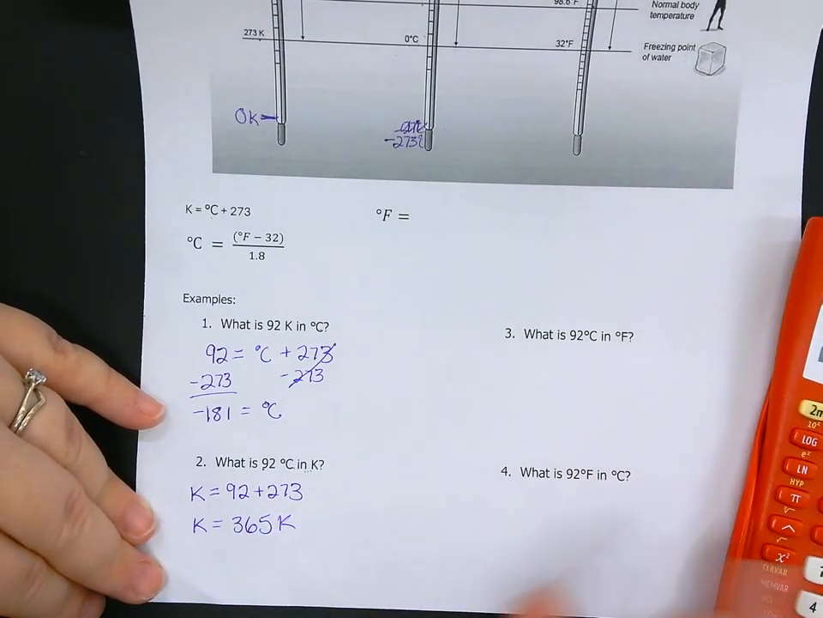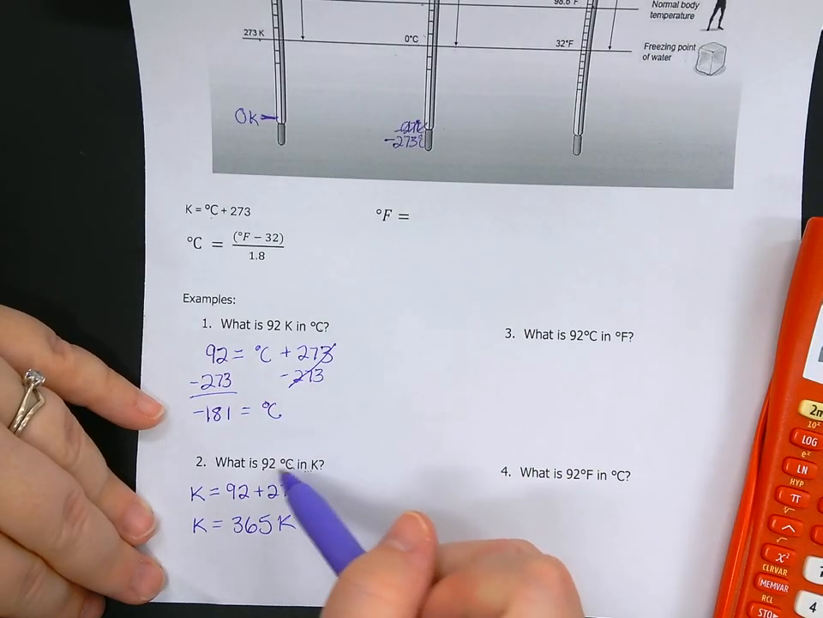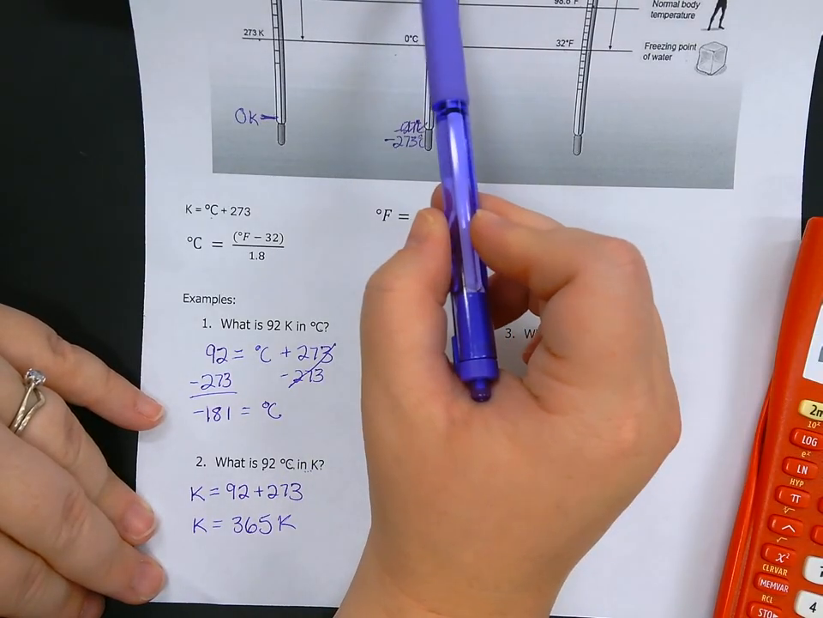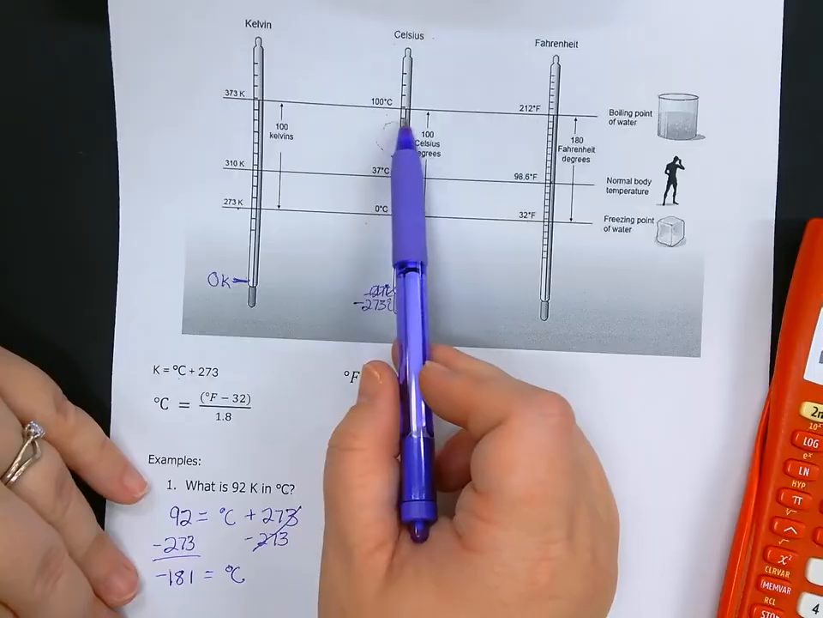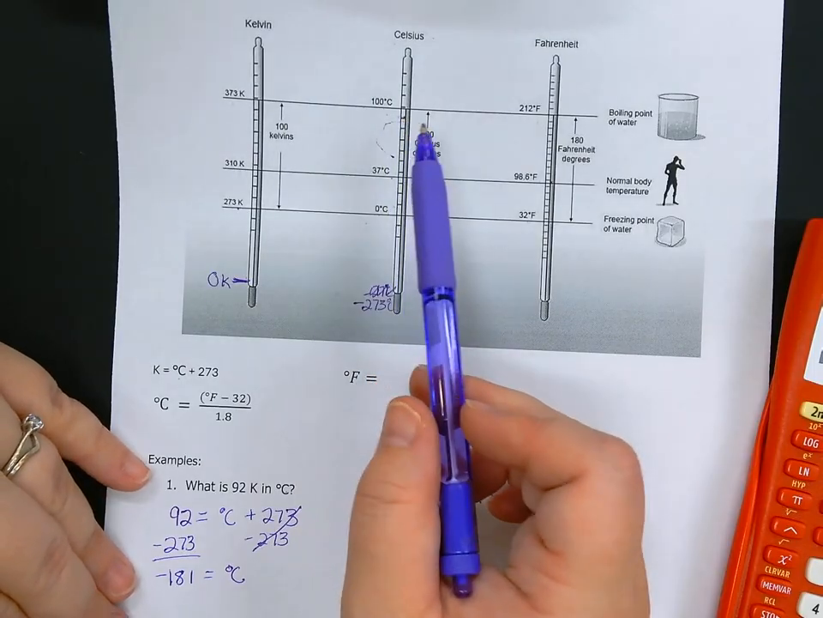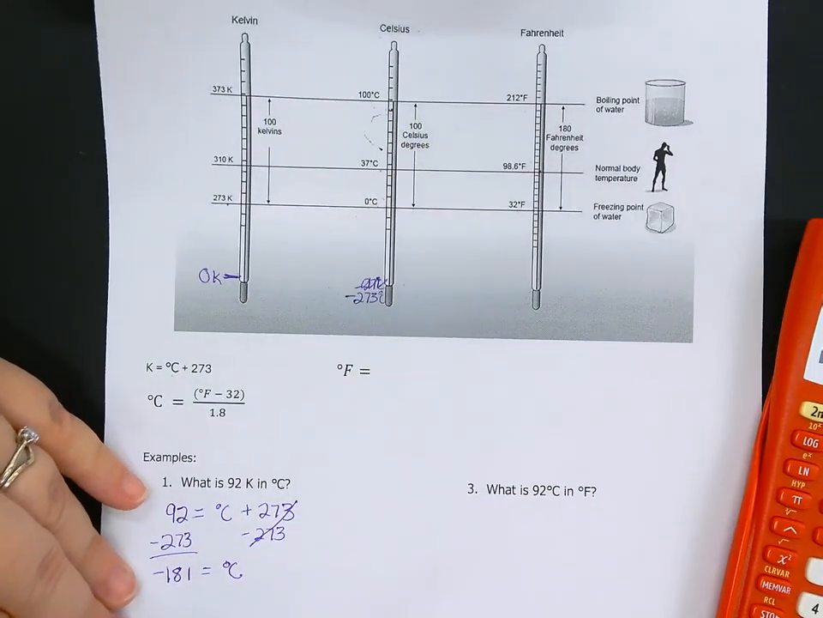All right, so 92 Celsius, which is already a pretty high number, right? If boiling point is 100, we're almost to boiling point. That's going to be 365 Kelvin. All right.